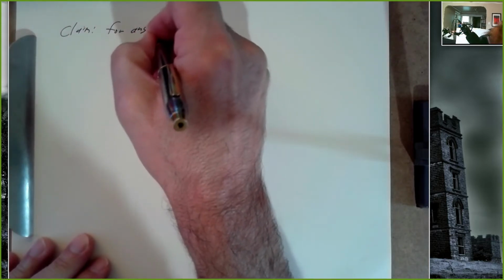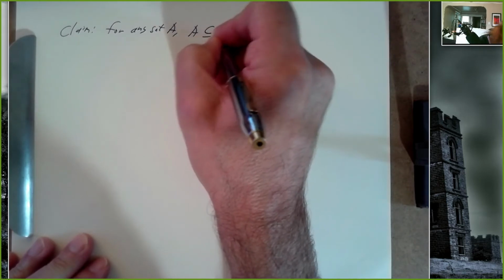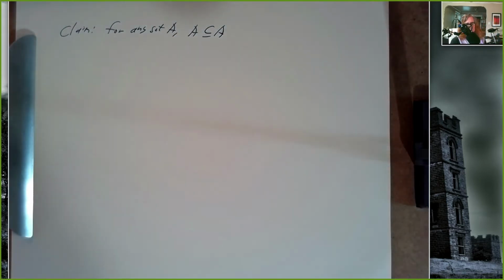For any set A, I claim that A is a subset of itself. Now what do you think? Is that true? Give me a thumbs up or a thumbs down, or a chat message. Thumbs up, yeah. Cool. Okay, so we have consensus here. A is a subset of A. That is in fact true.